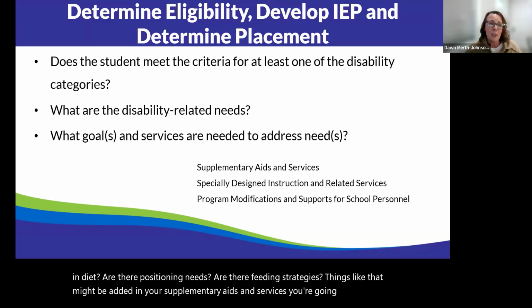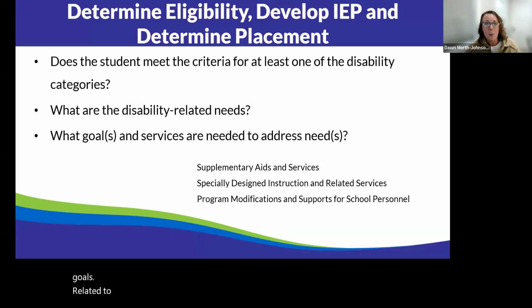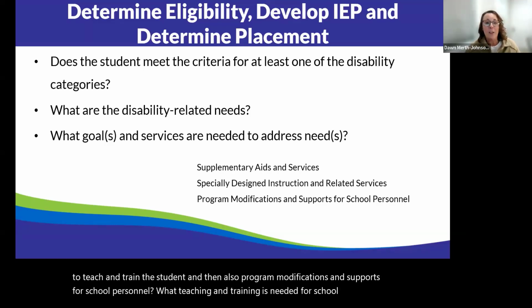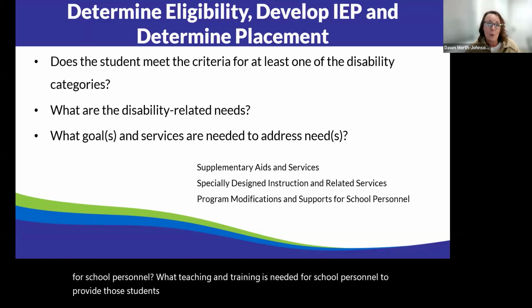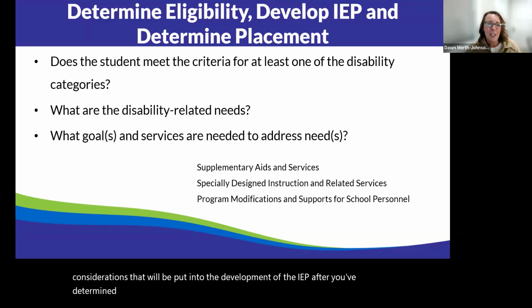You're going to look at what specially designed instruction and related services might be needed to meet goals related to their need in feeding and swallowing. So what services are needed to teach and train the student? And then also program modifications and supports for school personnel. What teaching and training is needed for school personnel to provide those services to the student? Those are some of the considerations that will be put into the development of the IEP after you've determined eligibility and you're looking at placement.